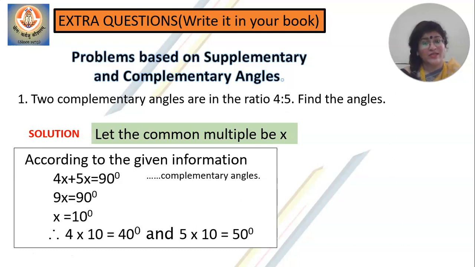Students, I repeat once again, please make a note of this question. Two complementary angles are in the ratio 4:5. Find the angles. You could get such questions for solving. Now we will look into a similar type of question which is based on complementary angles and supplementary angles. Let us now look into another question based on these two.